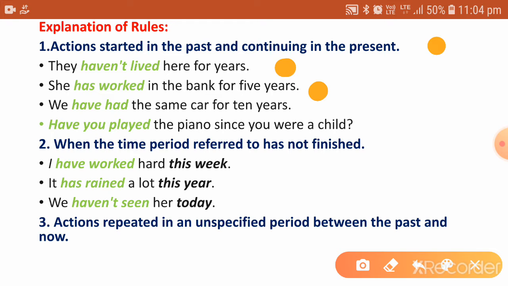Next sentence, she has worked in the bank for 5 years. She has worked. It means we can say she is also working at this time, but here we can measure the time span of her working in that bank, and the time span of her working is, we can say, 5 years.